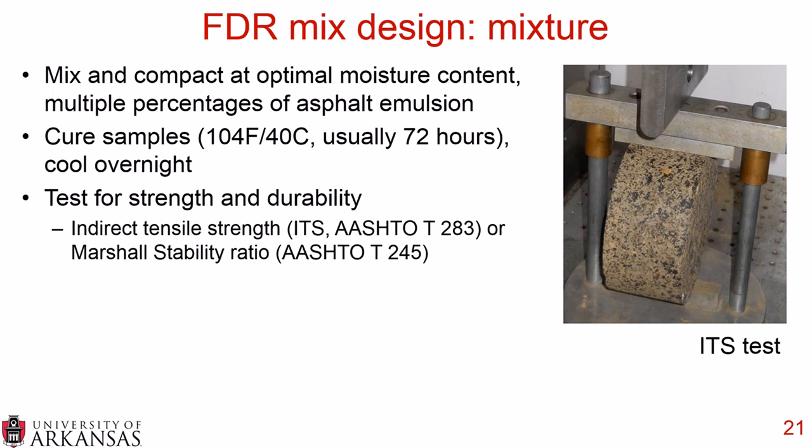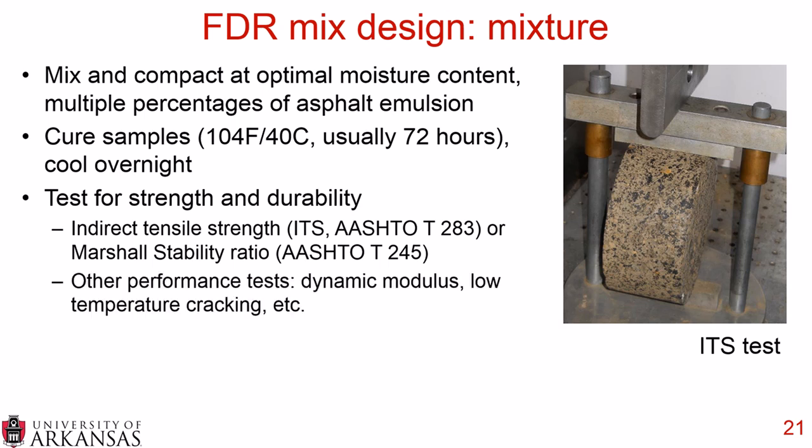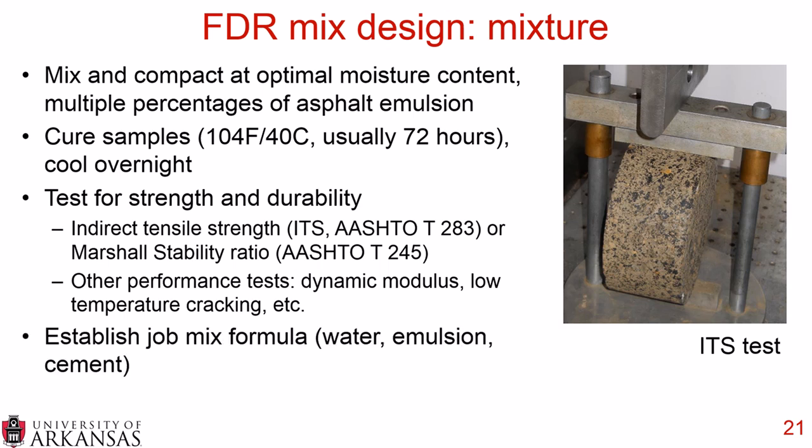And the traditional tests to run are the indirect tensile strength, or ITS, which is AASHTO T283, or the Marshall Stability Ratio, AASHTO T245. But you can certainly run other performance tests. In our lab, we've run dynamic modulus, low temperature cracking, the indirect tensile strength IDT low temperature test. So there are tons of tests that you can run. Pretty much any mixture test run on asphalt concrete, you can run on FDR as well.